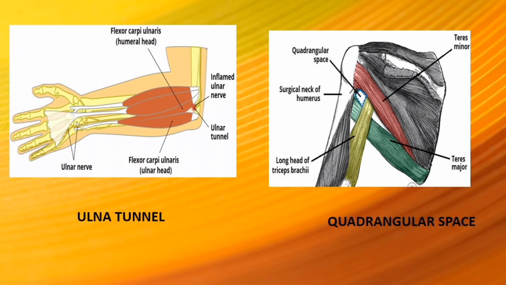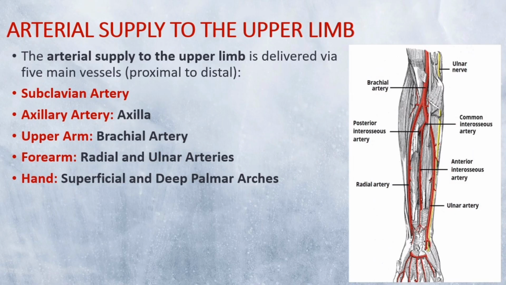The axillary nerve arises from the quadrangular space to the deltoid and the minor muscles. The carpal tunnel is a clinical area for carpal tunnel syndrome, which is basically the entrapment of the median nerve within the carpal tunnel. Arterial supply to the upper limb.